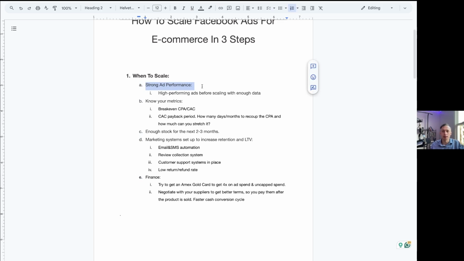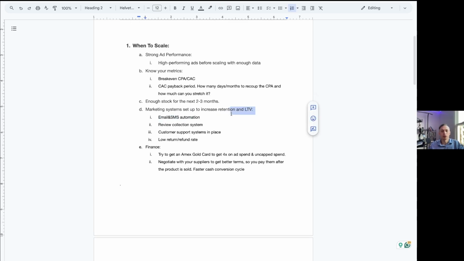If you want to scale something, you want to have a good foundation behind it. You want to have a product that works, because as you scale, there are going to be more reviews popping up, and we're going to touch on this. So you want to have enough stock, and you want to have it all planned out properly, and have your marketing automation system set up to increase retention and lifetime value. So email, SMS, automations, and a system that collects reviews. So they get a product, they use it a little bit, they get a wow effect, and then they leave a review, right? Maybe there's some incentive in place.